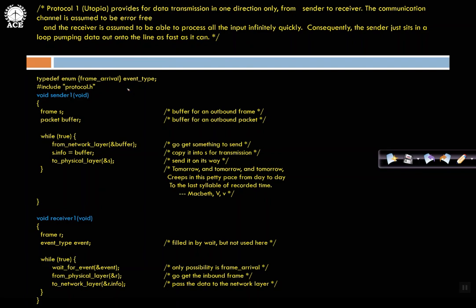So what are we first saying? Event type, look at this. Event type can be a frame arrival here, only one. And the protocol.h, which contains all the library procedures that we have seen in the earlier class, is put here. And this is the code of sender 1. 1 means the first protocol, protocol 1, Utopia. So we are defining a variable by name s of type frame. We are defining a variable called buffer of type packet. So packet will come from network layer. Frame will be formulated at link layer and forwarded to physical layer. Infinite loop. From network layer, take the packet in buffer.